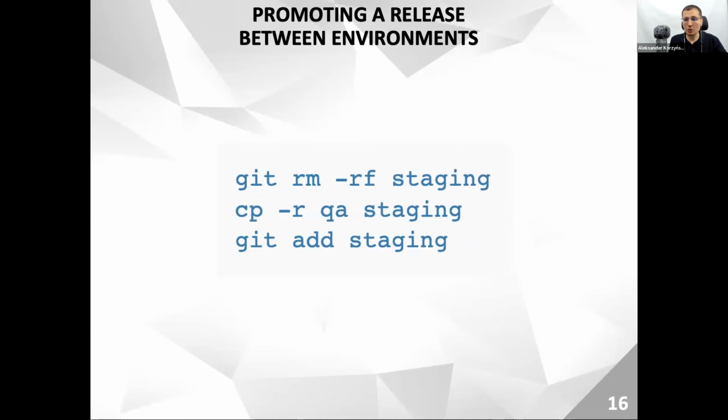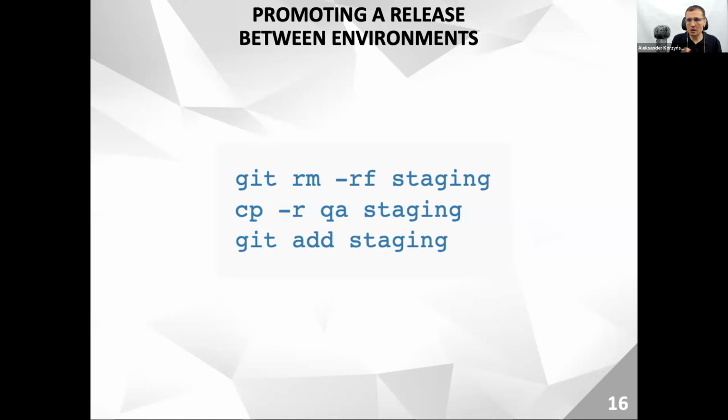So how do you promote a release between environments? In a very simple way, all you do is run these 3 commands. You want to promote from QA to staging. So remove staging, you copy from QA to staging, and then you add it again. So everything that was in staging is gone, all the files, and then you add it. And everything that was in QA is now in staging. So that's what the promotion looks like.